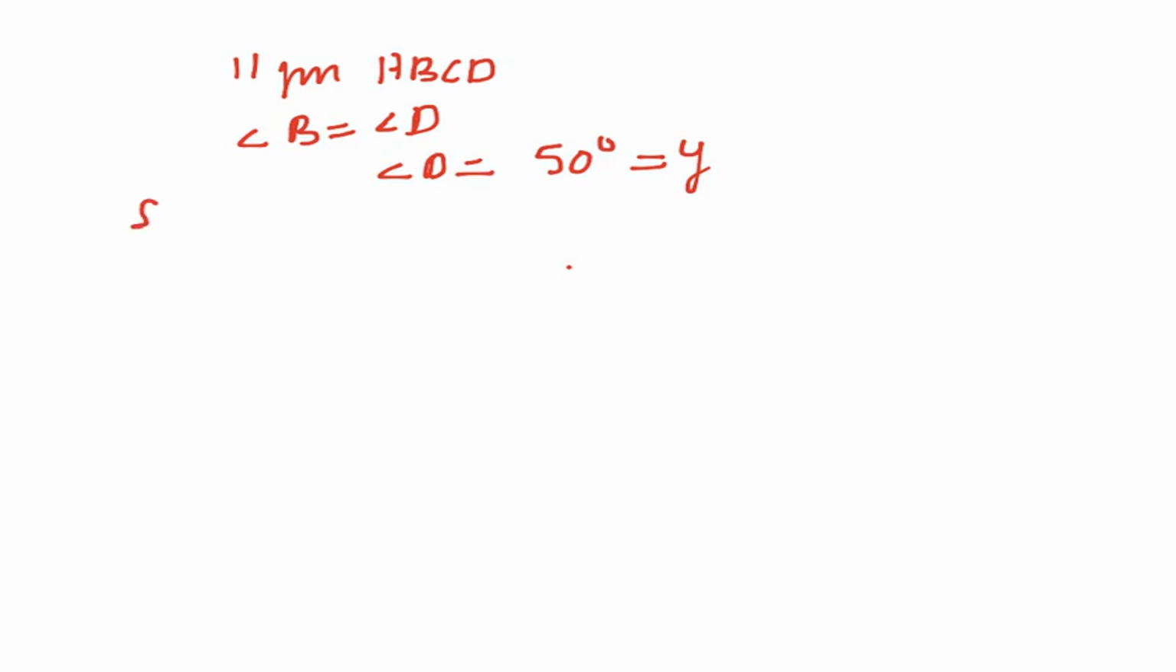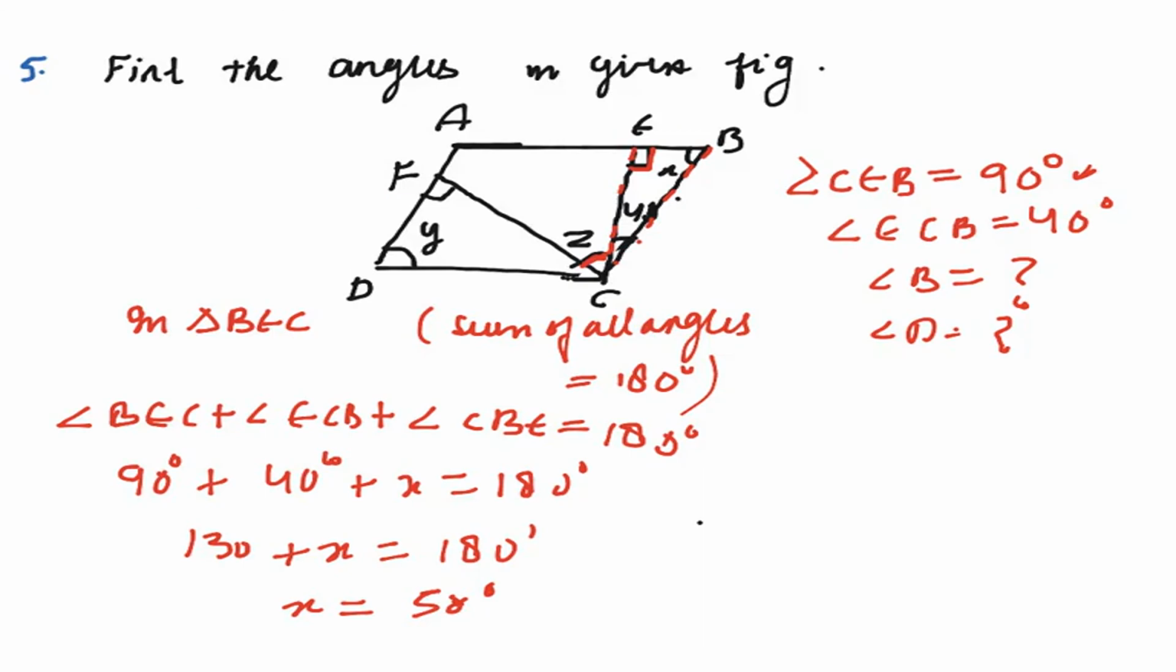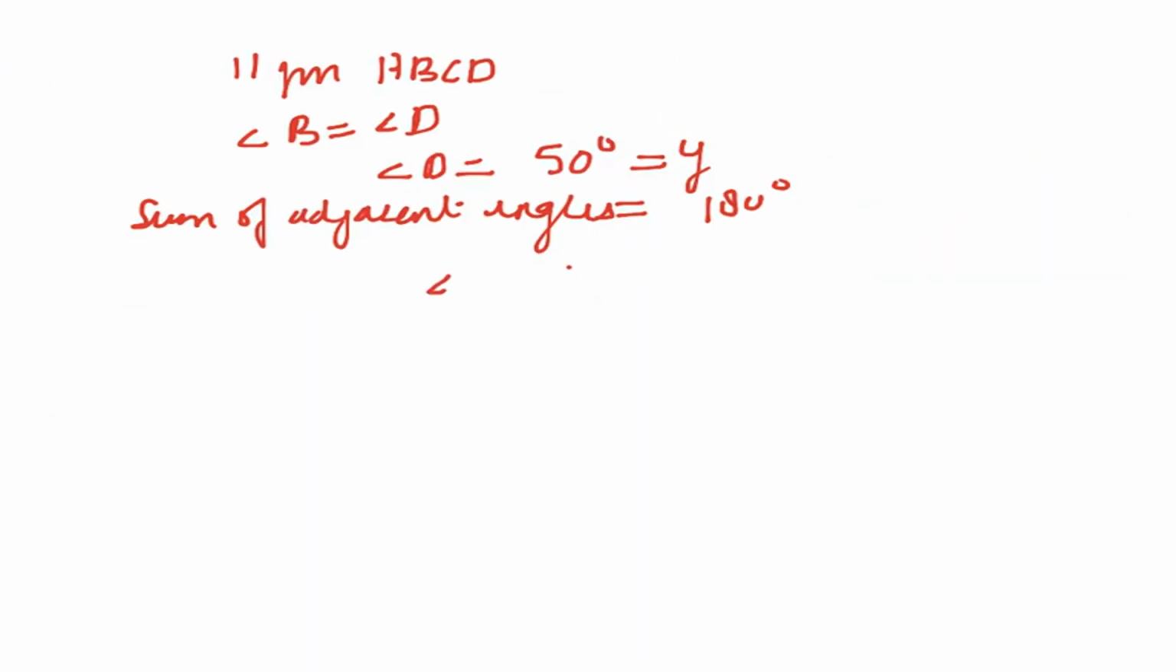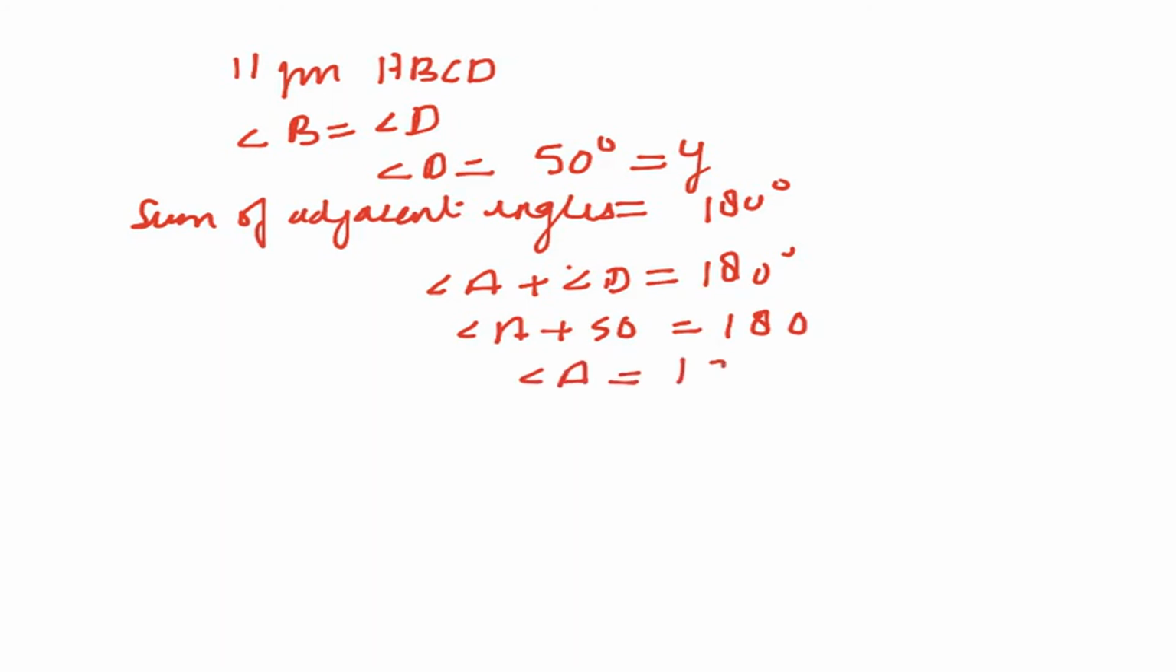Now next property, sum of adjacent angles of a parallelogram is what? 180 degree. That we also know, sum of adjacent angle is 180 degree. That means angle A plus angle D will be 180 degree, and we know the value of angle D, that is 50 degree. So we can put in this angle A plus 50 is equal to 180. So from here we can get angle A is equal to 130, right?